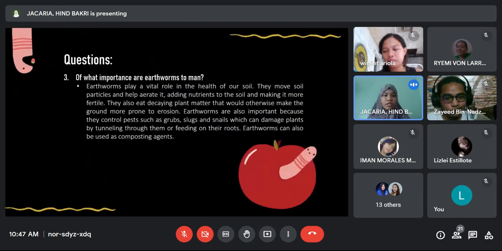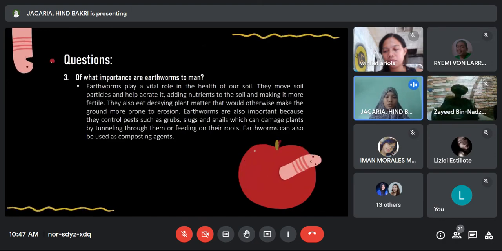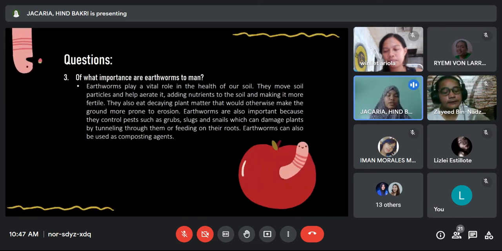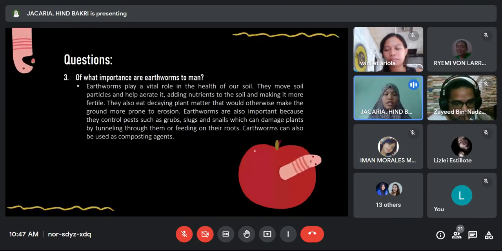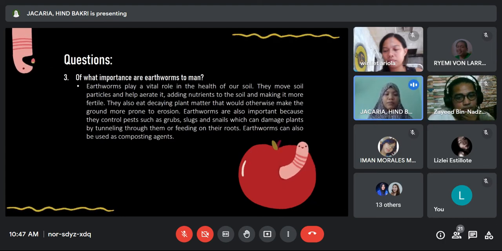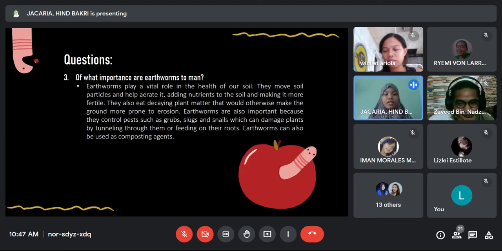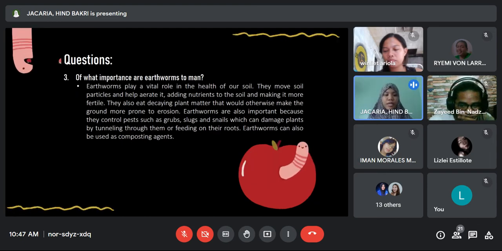And for the third question, of what importance are earthworms to man? As we all know, earthworms play vital roles in our soil. One indication that there are many earthworms is that the soil is healthy. They add nutrients to the soil, making it more fertile, and they eat decaying plants that would otherwise make the ground more prone to erosion.